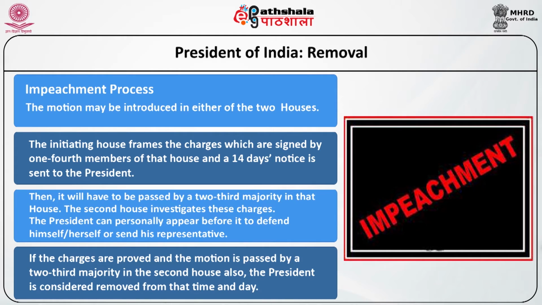In the impeachment process, the motion can be introduced in either house of the parliament. The initiating house frames the charges which are signed by 1/4 of the members of that house, and 14 days of notice is given to the president. Then it is passed by 2/3 majority in that house and goes to the second house. The second house investigates the charges. The president can either personally or with the help of his representative defend the charges in front of the house. If the charges are proved and the motion is put to vote and the other house also passes the motion with 2/3 majority, the president stands impeached.